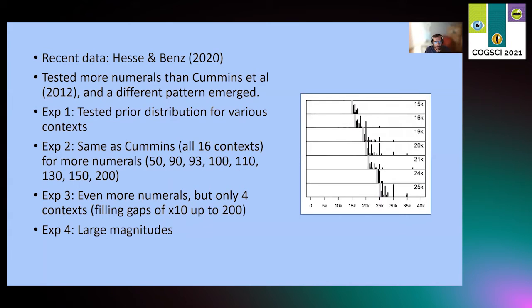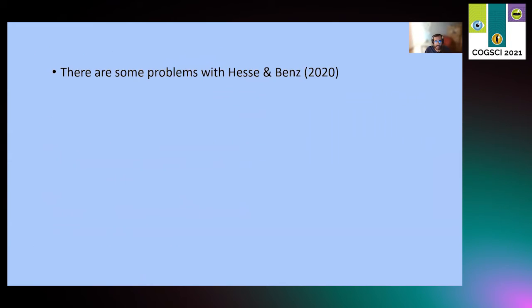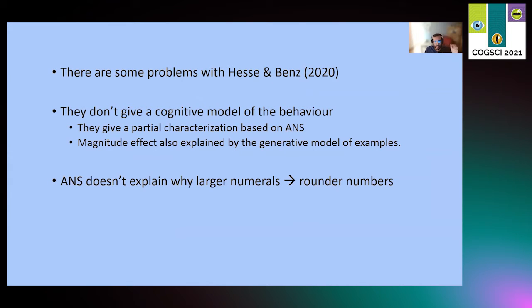They use larger magnitudes as well, in the tens of thousands, and they give an account based on A and S. There are some problems with this, so they don't give a cognitive model of the behavior. They give a partial characterization based on A and S, and the magnitude effects are also explained by the generative model. So A and S doesn't explain why larger numerals lead to rounder numbers.